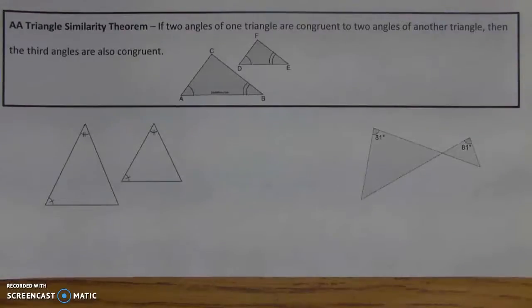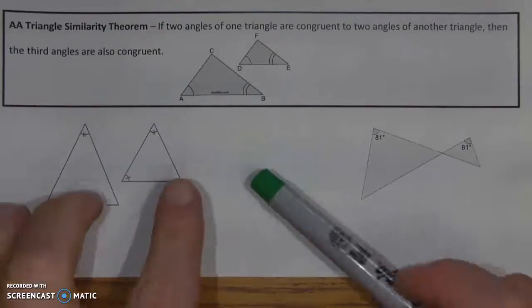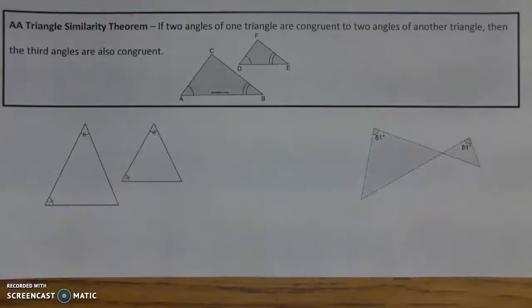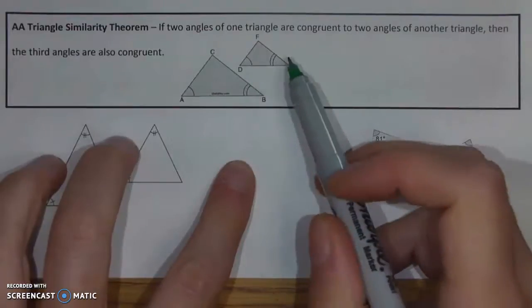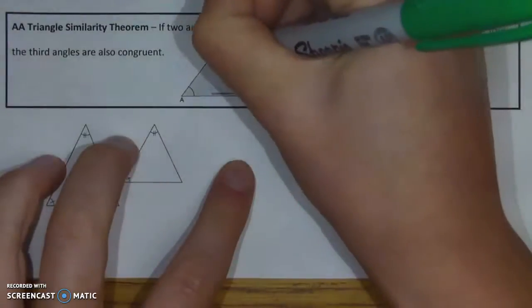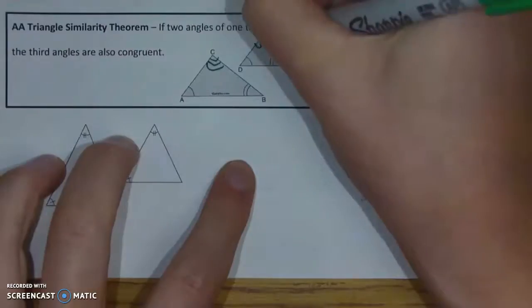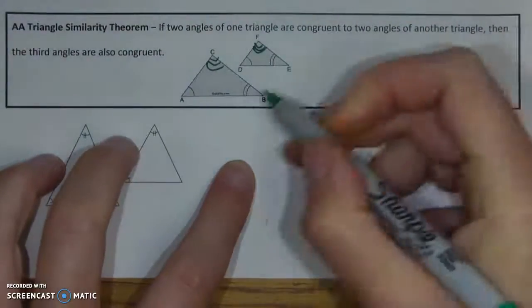For our next theorem, we have the AA triangle similarity theorem. And this one tells us that if two angles of one triangle are congruent to two angles of another triangle, the third angles will also be congruent. In other words, if A is congruent to D, and B is congruent to E, C will have to be congruent to F. Now this makes sense.